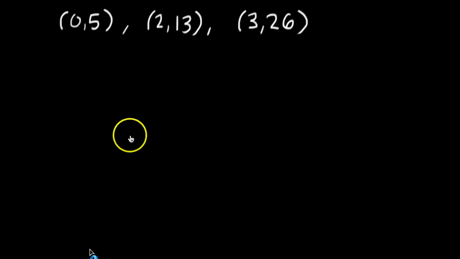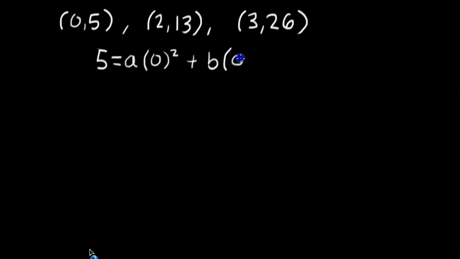Okay, so now we have three new points, but this one is going to be a lot easier than the last problem. So let's first plug in the point (0, 5) into the general form y equals ax squared plus bx plus c. So that's going to be 5 equals a times 0 squared plus b times 0 plus c. So the a and b are going to cancel out because of the 0. So we know that c equals 5.